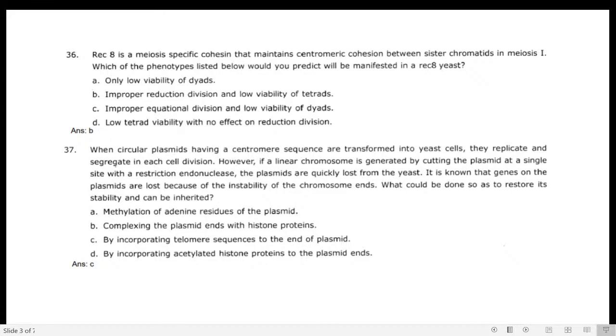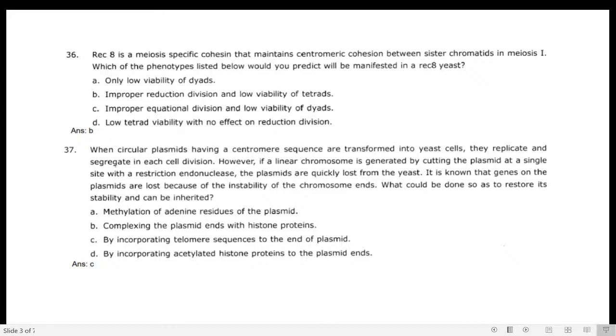Then the next question. When circular plasmids having a centromere sequence are transformed into yeast cells, they replicate and segregate in each cell division. However, if a linear chromosome is generated by cutting the plasmid at a single site with a restriction endonuclease, the plasmids are quickly lost from yeast. It is known that genes on the plasmids are lost because of the instability of the chromosome ends. This is the key. What would be done so as to restore its stability so it can be inherited?